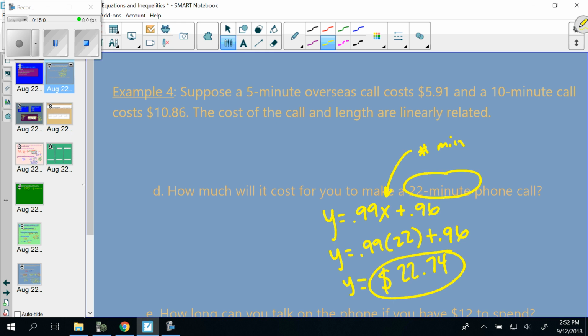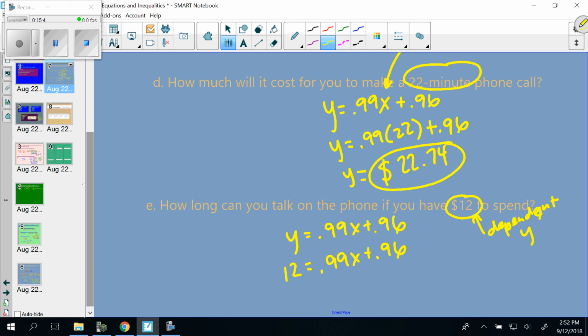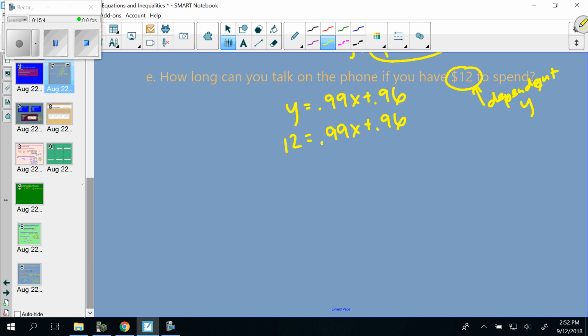Pretty expensive phone call. All right, last part, E. How long can you talk on the phone if you have $12? Okay, so now we're looking at dollars. That's our dependent variable, which in this case is our y. So we want to use that same equation that we had before that models the situation, and now we're putting 12 not in for x, we're putting it in for y because that's the cost. So you're putting 12 over here, and now trying to find x, which is the number of minutes that you could call. So now we're solving a little bit different here.